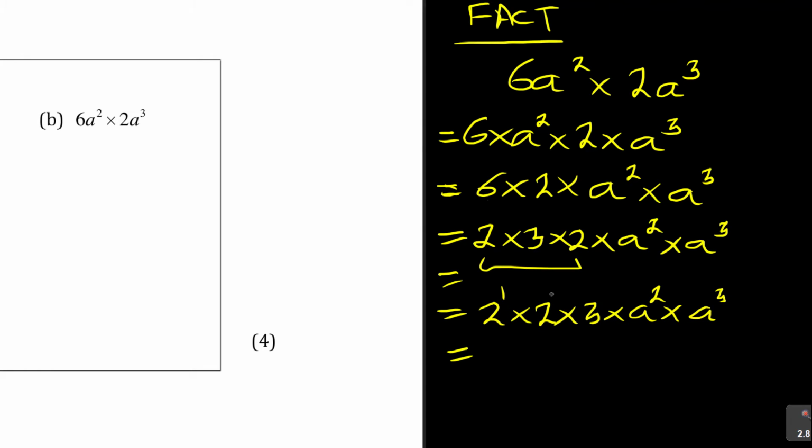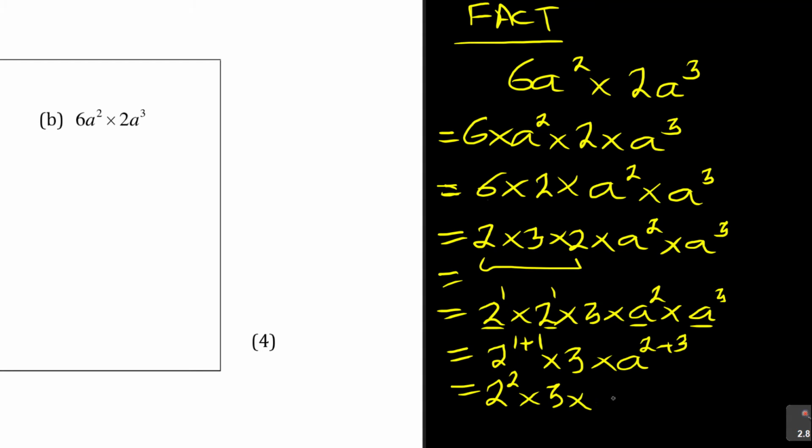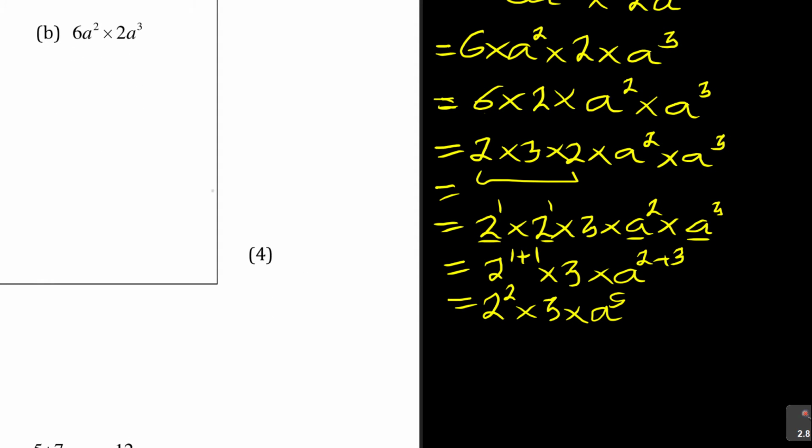Now, by default it means power 1, so 1 plus 1. I'm applying the law now, 2 and 2, then times 3 times a. Let's apply the law, a and a. When I'm multiplying, what do you do? You add. 2 plus 3, which is equal to, 1 plus 1, it's 2 to the power of 2 times 3 times a to the power 2 plus 3 is 5. Remember, you are adding. Don't say 2 times 3, say 2 plus 3. Alright, then what do you have? Which is 2 squared is 4 times 3 times a to the power 5, which is equal to 12a to the power 5.